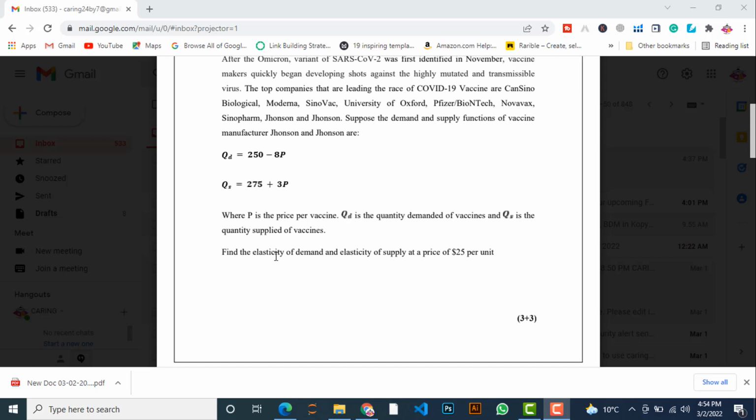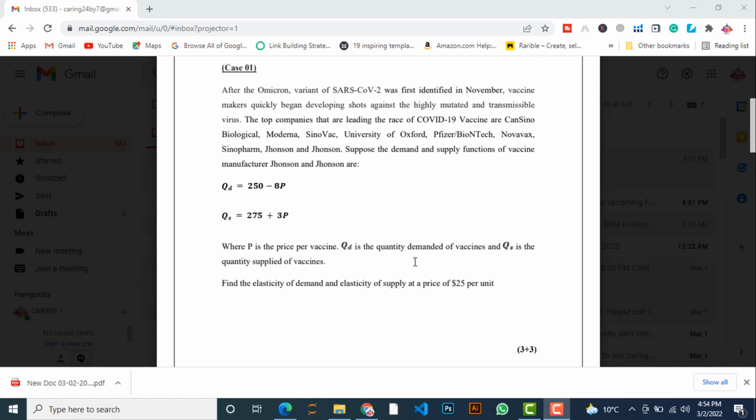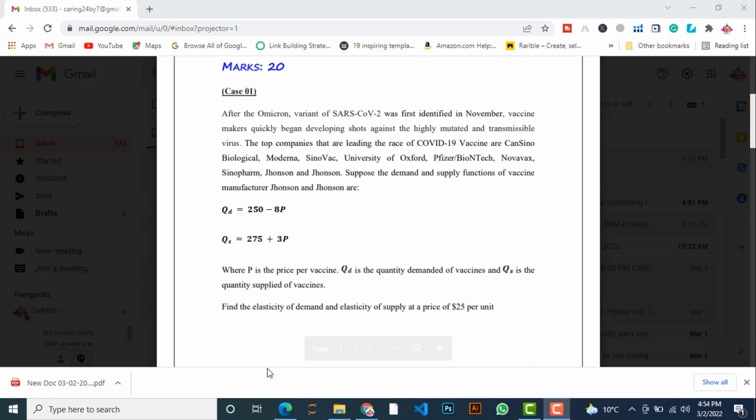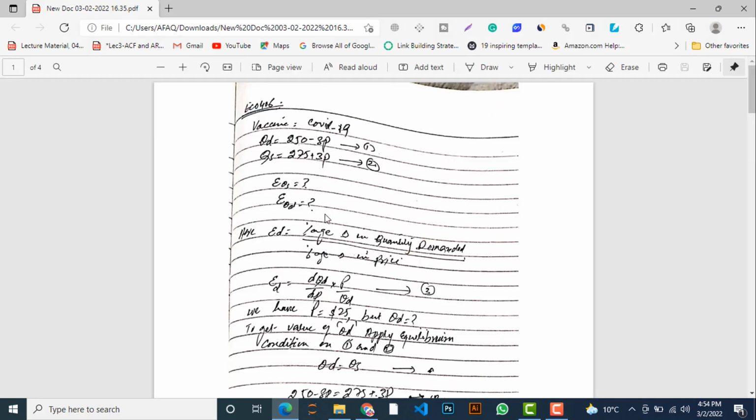Find the elasticity of demand and elasticity of supply. Elasticity of demand is of 3 marks and elasticity of supply is of 3 marks. They have given us the price, $25 per unit. So move to the solution. Here's the solution of case 1, vaccines COVID-19.